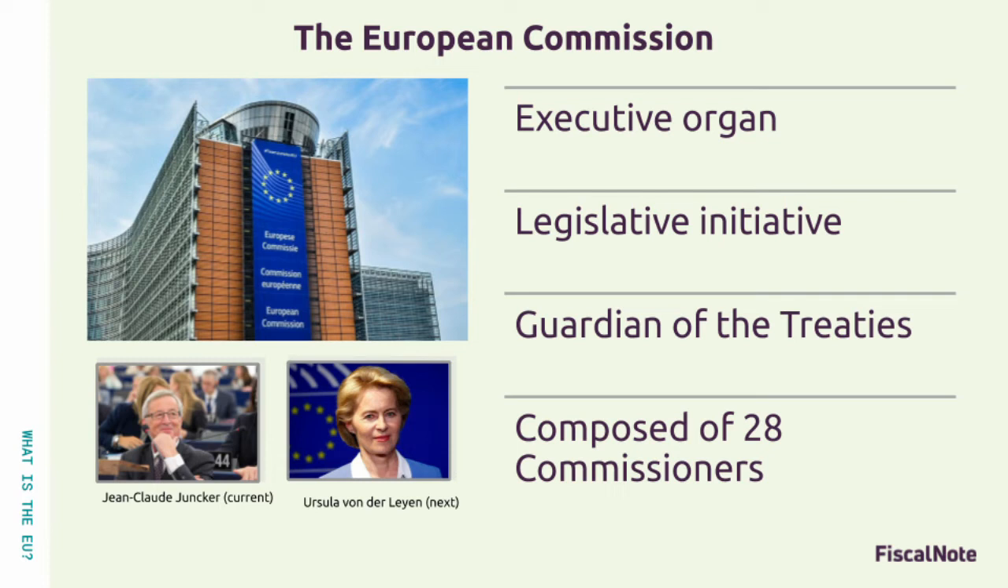And finally, the Commission is made up of 28 commissioners, with 1 from each member state, and the Commission is headed by a president. The commissioners have to be neutral, and they do not make decisions based on their national interests.